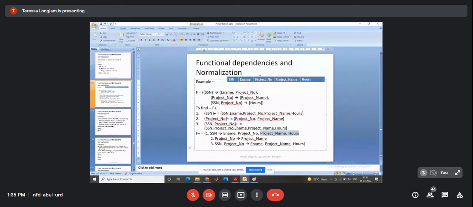And from the second one, it will be able to determine only project name. So nothing is included; it means the same dependency we have here. The last one, SSN and project number can determine ename, project name, and hours. So we have included a few functional dependencies here in F plus. So like this, by using F, we can derive F plus. Any doubt?